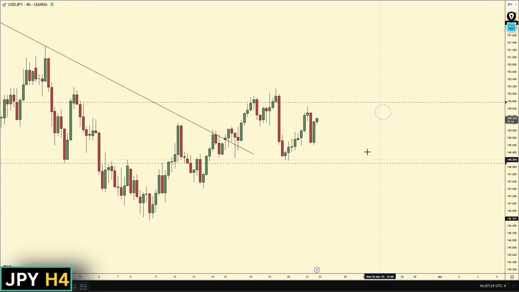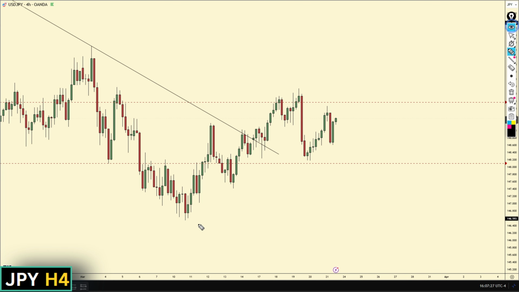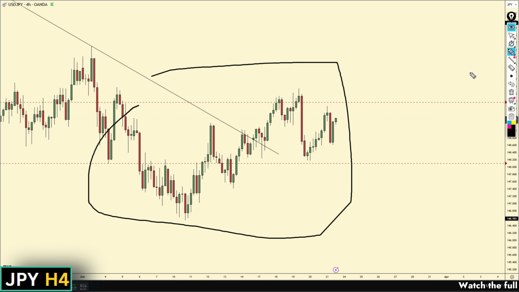As far as a 4-hour chart goes, doing a little bit of a top-down analysis, I don't have a lot of analysis here. We did break the trend line. That trend line was broken. I don't have any demand here. Don't really have a lot to go off of here on the 4-hour chart. A lot of sideways action here as well.